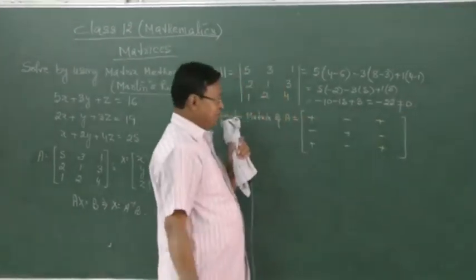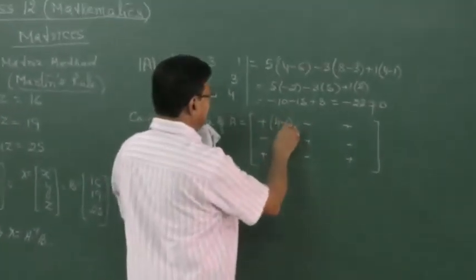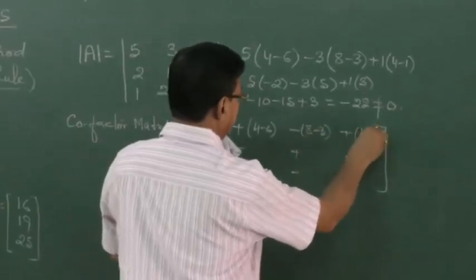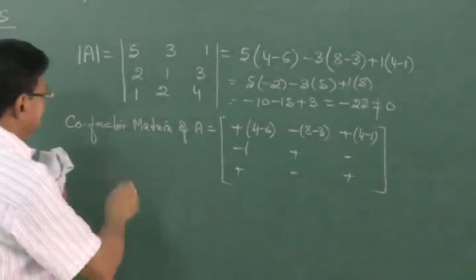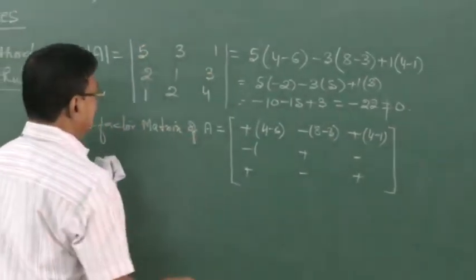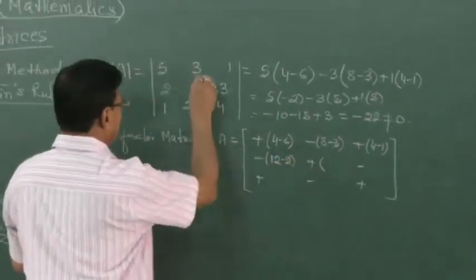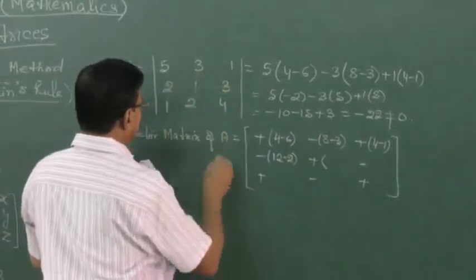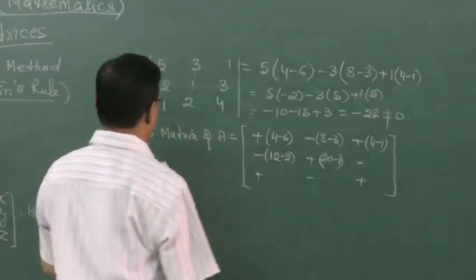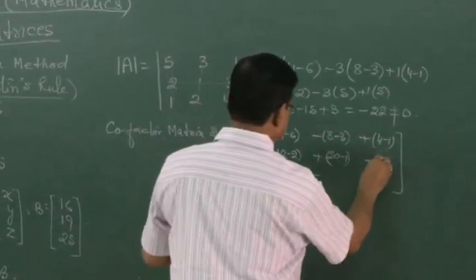So again, the sign convention, the first one I said will be the same, first row. Now second row, this is left, so that's 12 minus 2. Again this is left and this is left, so 20 minus 1. And then this is left, so 5 minus 3.